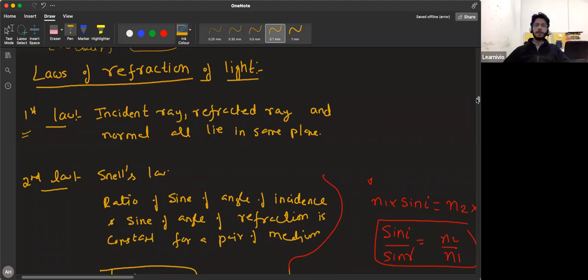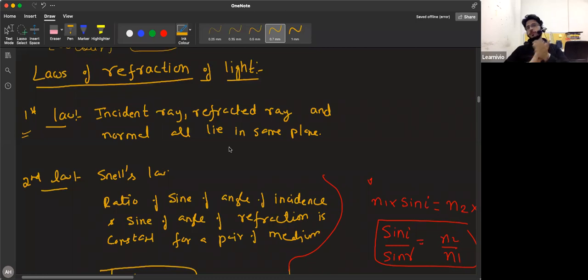I can explain it again if you have any doubt in the first or the second law. You can just summarize if you want to. Which one, first law or second law, or both? First law.